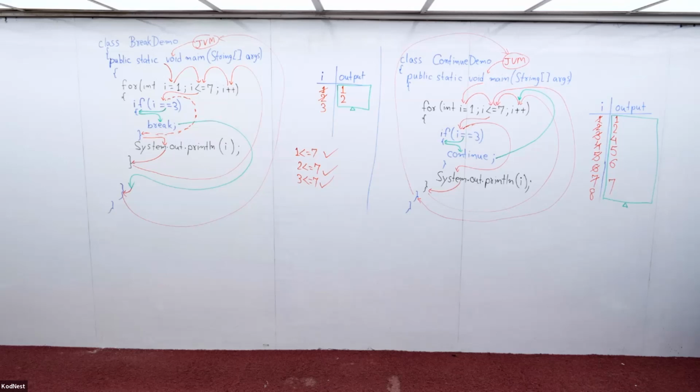Swaroop, break statement will take the control only out of the loop. System.exit will take the control out of the program.